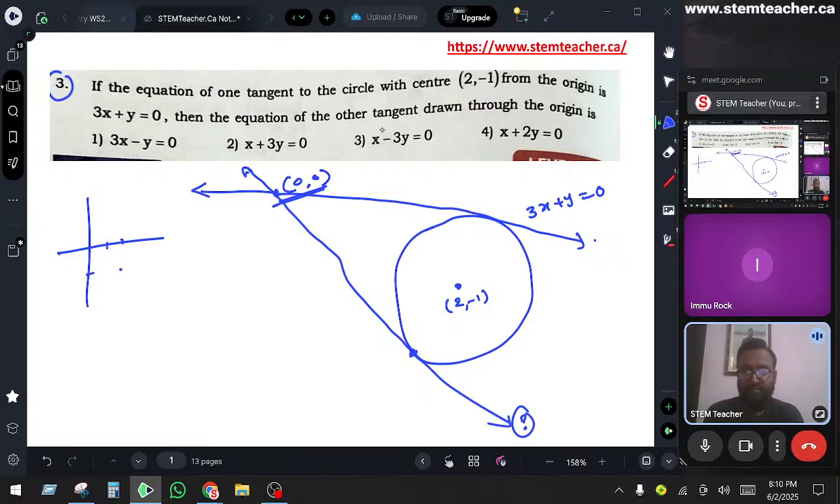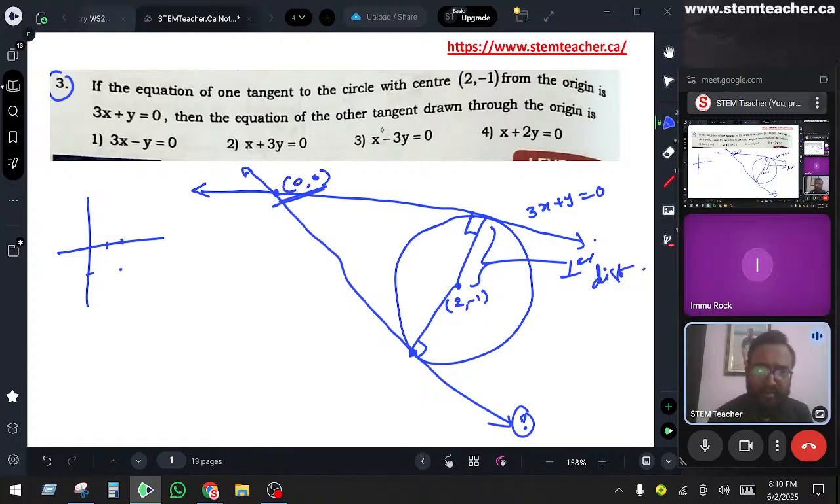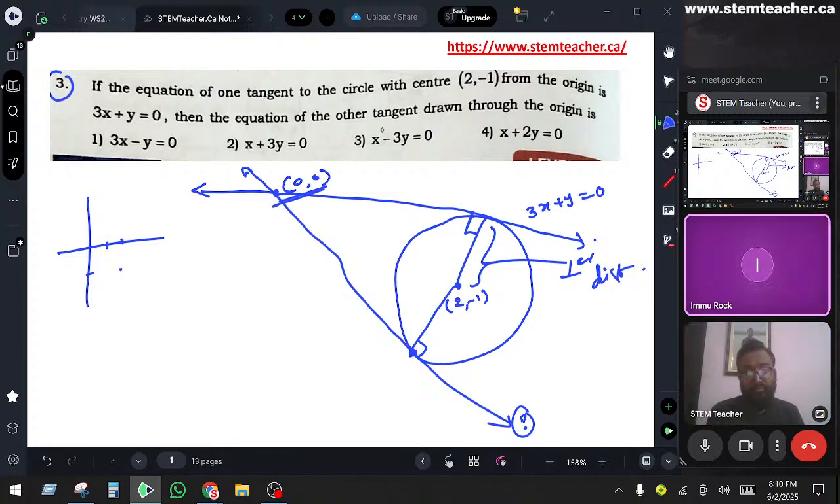0, 0. Think with these weapons only. Till now, whatever we have, the method we have, we have to think with that information only. So, this is 90 degrees. This will be the perpendicular distance. What is this distance? Can you guess? What is the perpendicular distance? What is the point to line distance?